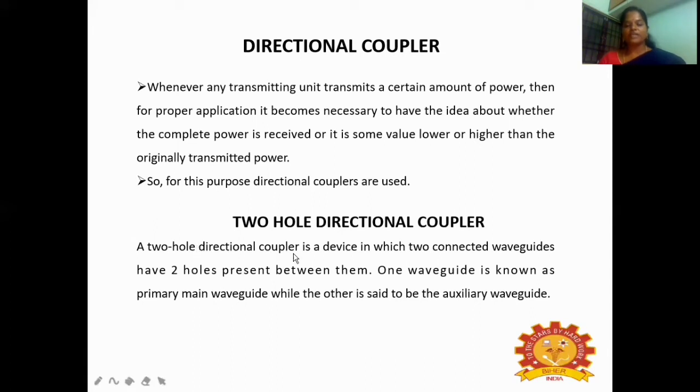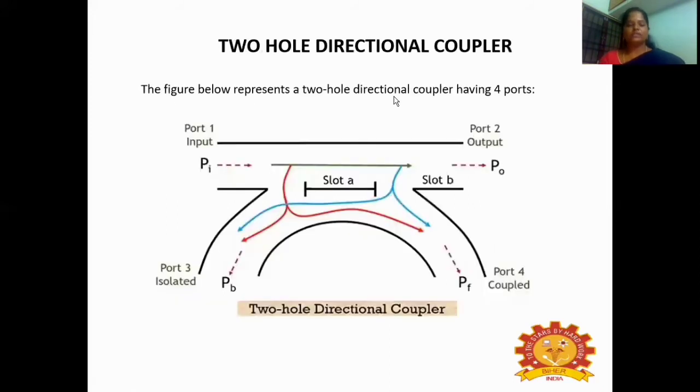This two-hole directional coupler is a device in which two connected waveguides have two holes present between them. One waveguide is the primary main waveguide while the other is said to be the auxiliary waveguide. So this is the two-hole directional coupler. Here two holes are there. This is the main arm and these are the auxiliary arm. This is the isolated port, port 4 is the coupled port, port 1 is the input port and port 2 is the output port.